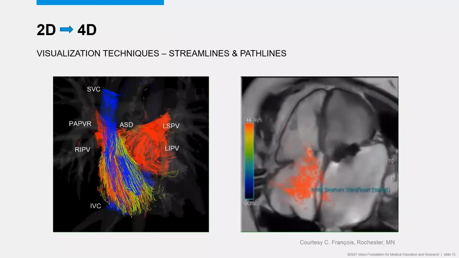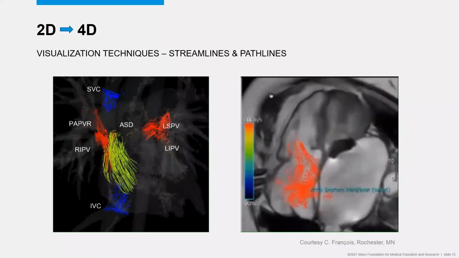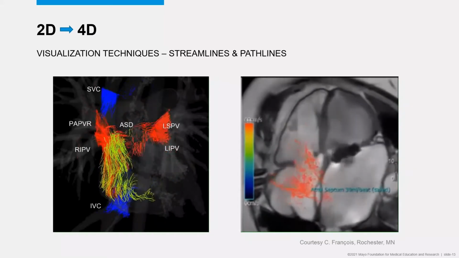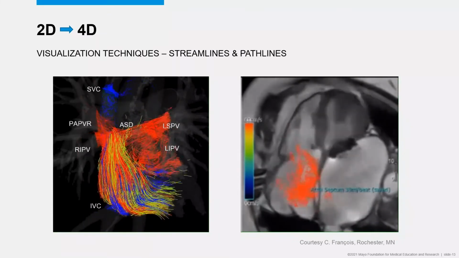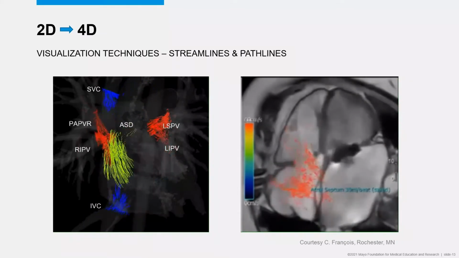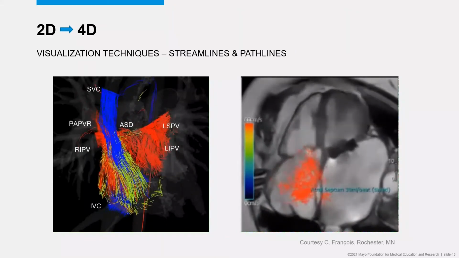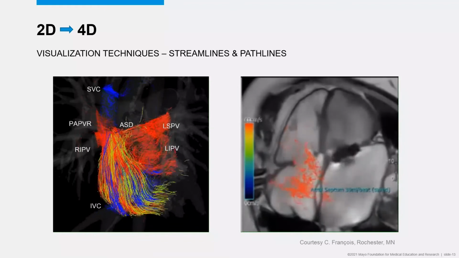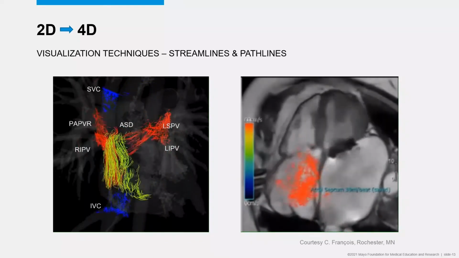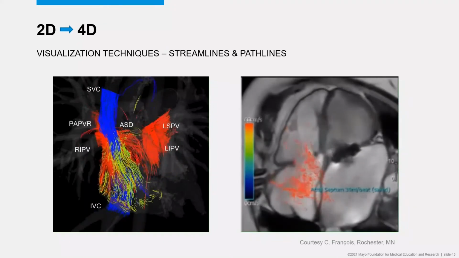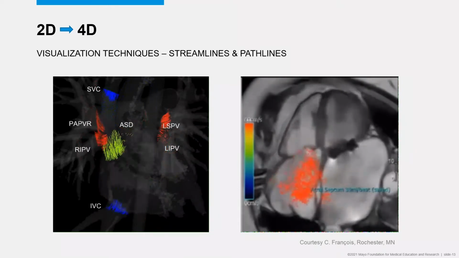In contrast, the pathline visualization is actually following the path of the virtual blood cells through the velocity field. And in this example on the right, we have a case of atrial septal defect with the pathline visualizations showing the direction of those flow particles. So both of these techniques give you a nice sense of flow directionality, as well as visualizing areas of disrupted or helical flow.